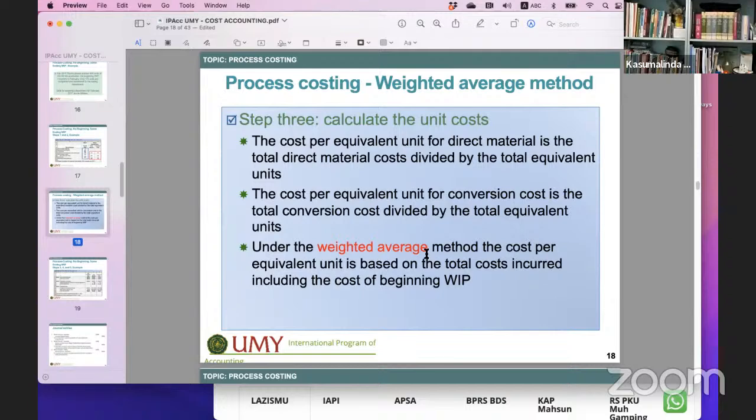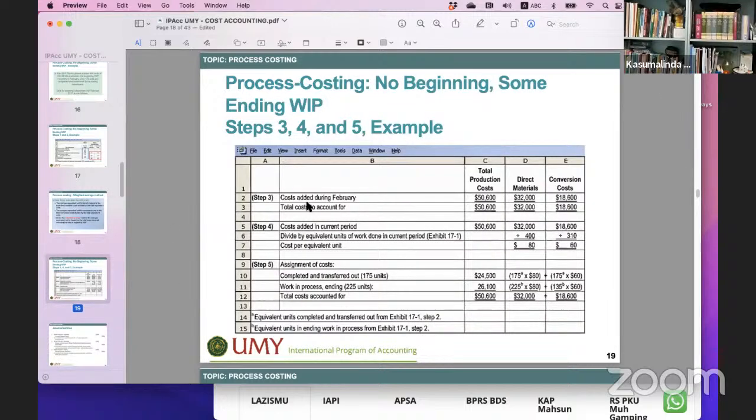And under the weighted average method, the cost per equivalent unit is based on the total cost incurred, including the cost of beginning work in process. From these explanations, it is very clear if we look at the table that is prepared here to calculate the cost per equivalent unit. So now this table shows you steps 3, 4, and 5.